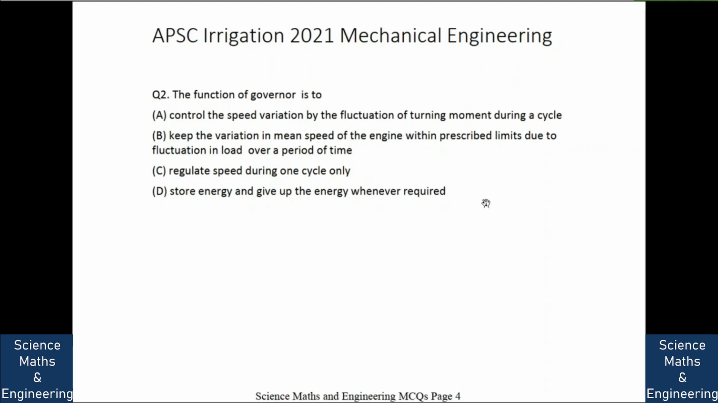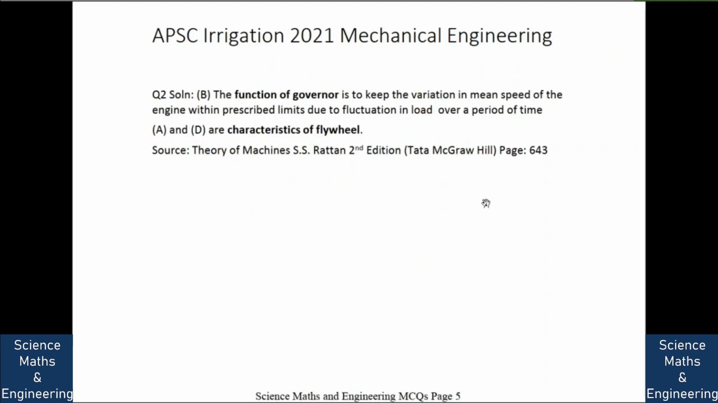So the answer is: the function of a governor is to keep the variation in mean speed of the engine within prescribed limits due to fluctuation in load over a period of time. So even if there are fluctuations in the loads, the governor will try to keep the variation within a mean speed. So it will try to maintain the mean speed. While here the options A and D are the characteristics of a flywheel. So in case there are any more doubts, you can follow the source. So we'll go to the next question.